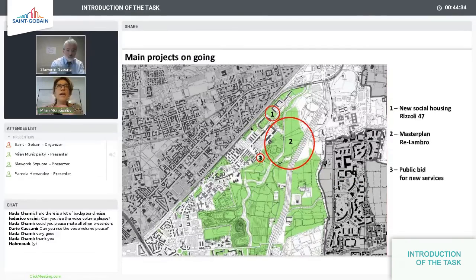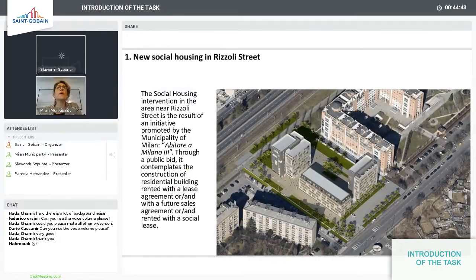So I think it's important for you to know what is going on in the immediate surroundings, in order to better answer the request of the need. The new social housing in Rizzoli Street: this is the building, actually a rendering, but the project is ongoing. And this is the area, the three buildings that are under construction.